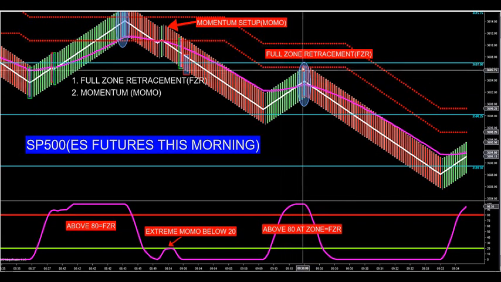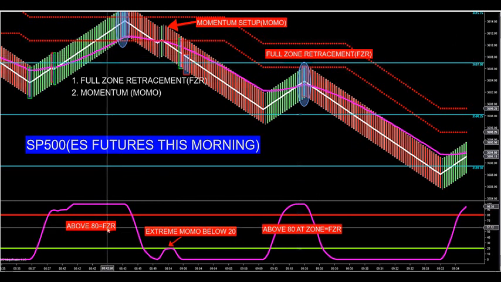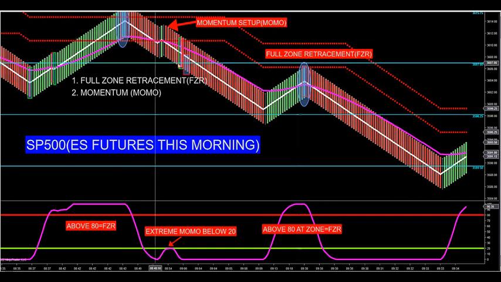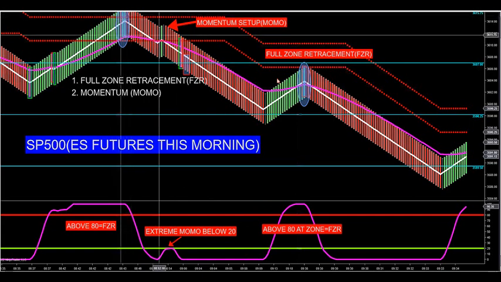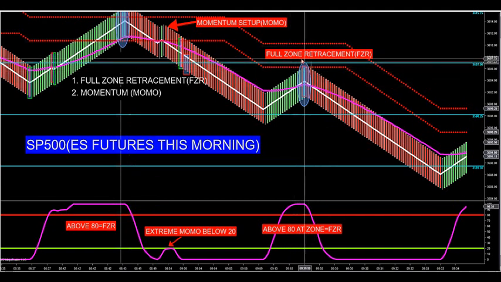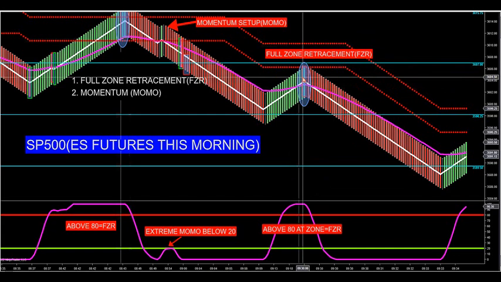Why? Because I'm above 80. I'm at the zone. I'm above 80. I'm inside the zone. Now, you can use these supply-demand lines for confluence. That's confluence. There's a price stop right at the ATR. Here is your cyan demand line, right at the ATR. That's a major possible top.